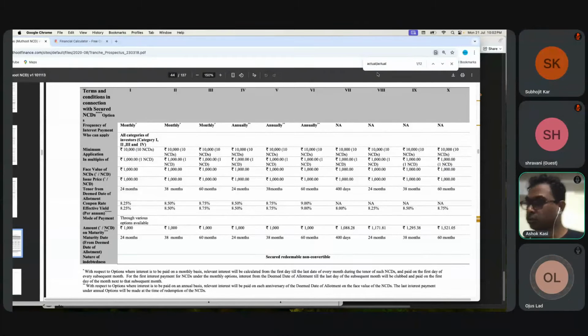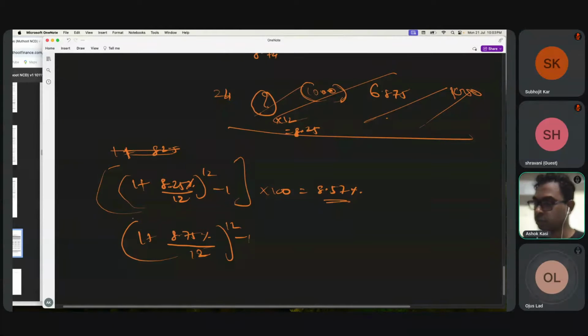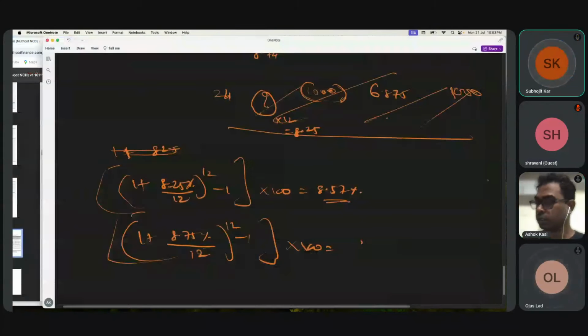If you want to cross check also, here also you may do 9.11. Just quickly do 8.75 percentage divided by 12, raised to 12, minus 1, into 100. How much did you get? 9.11 you will get. Check, same.